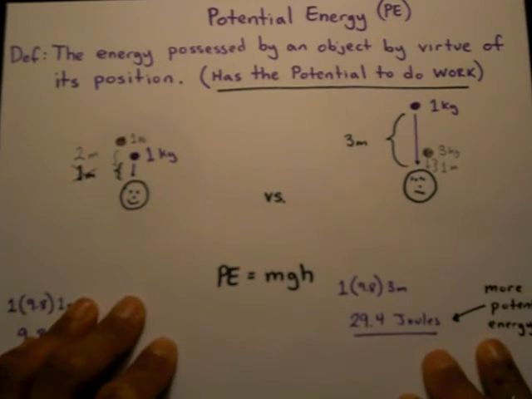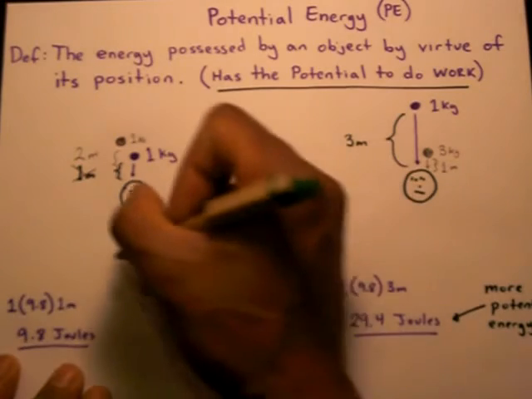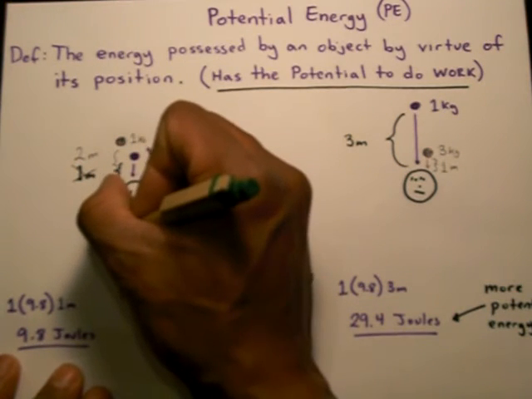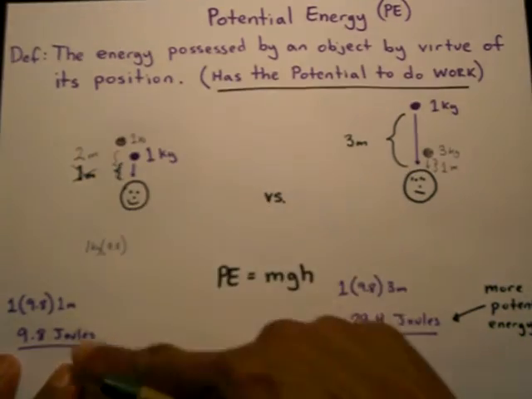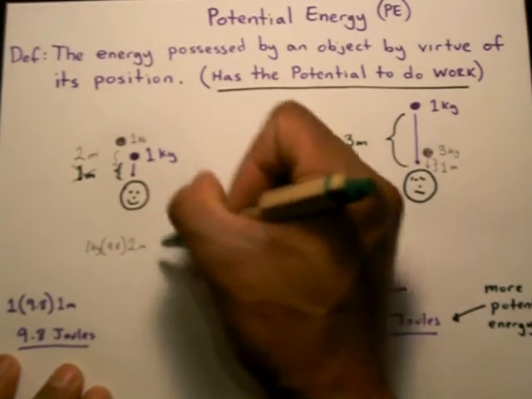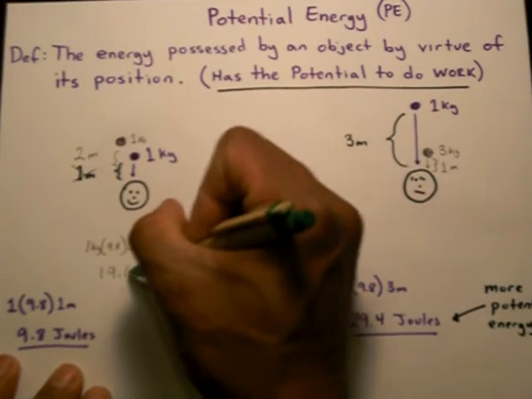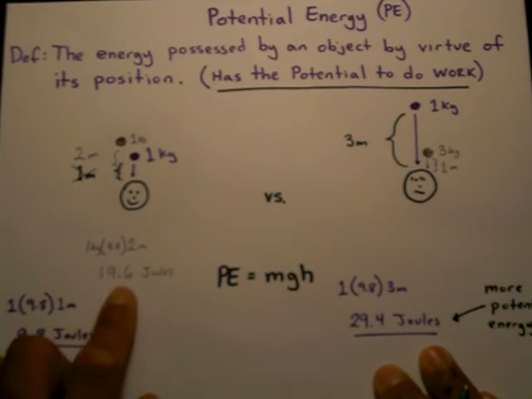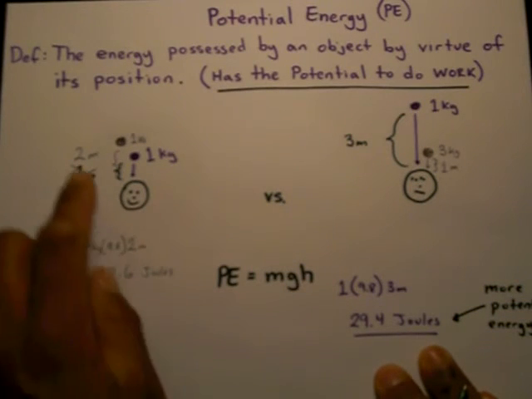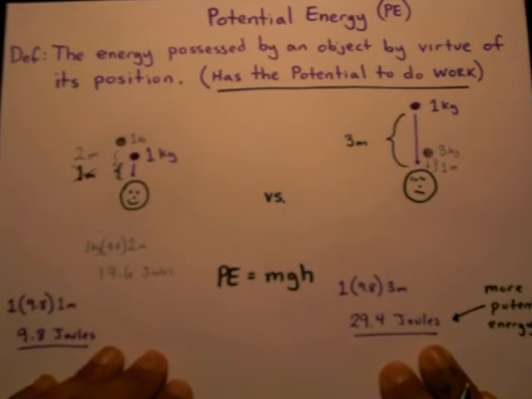his head. If we want to find out which one of these two cases has more potential energy, let's go ahead and do the math. So mass, in this case, over here is going to be 1 kilogram times 9.8 times the 2 meters. So we multiply through and we're going to get 19.6 joules of energy. So the potential for this 1 kilogram ball 2 meters above his head is 19.6 joules.